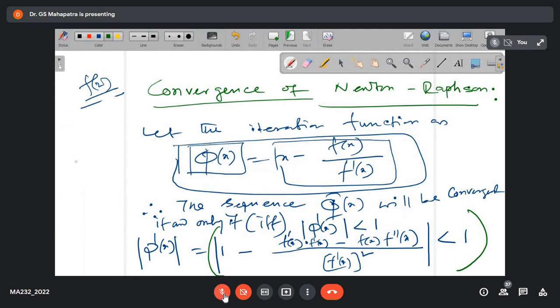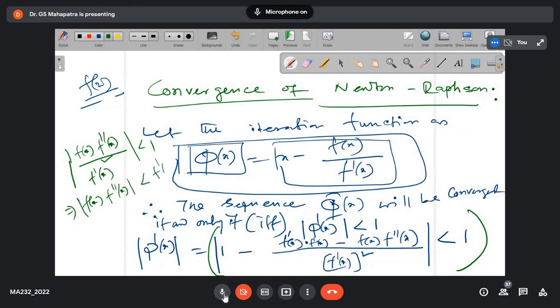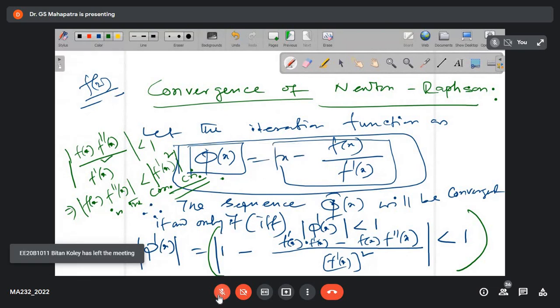Can you tell me once again? Modulus of f of x into f double dash x divided by f dash x whole square is less than 1. Correct. Okay, so this is the criteria, the convergence criteria for the Newton-Raphson method. What is the highest derivative in the convergence criteria? 2, correct? F double dash is there.